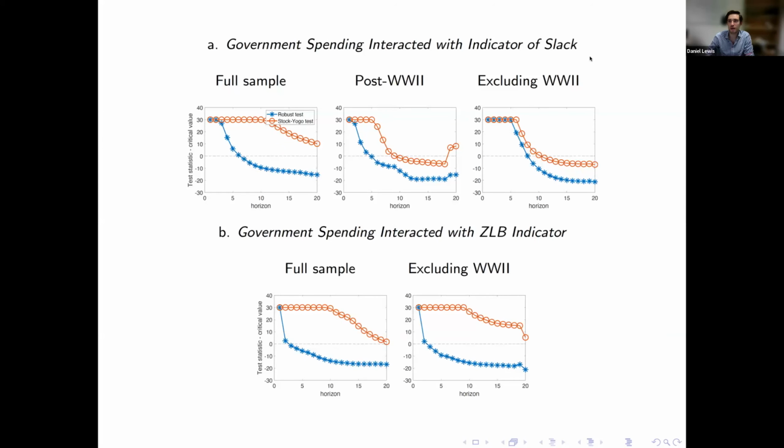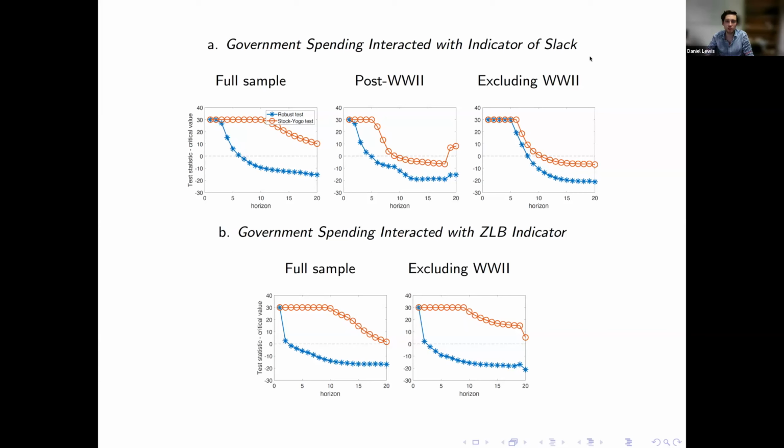So we look at 5 different specifications from Ramey and Zubri. We're looking at different subsamples and different indicators for the state of the economy. The first is a measure of slack based on the unemployment rate, the other based on whether the economy is at the zero lower bound.